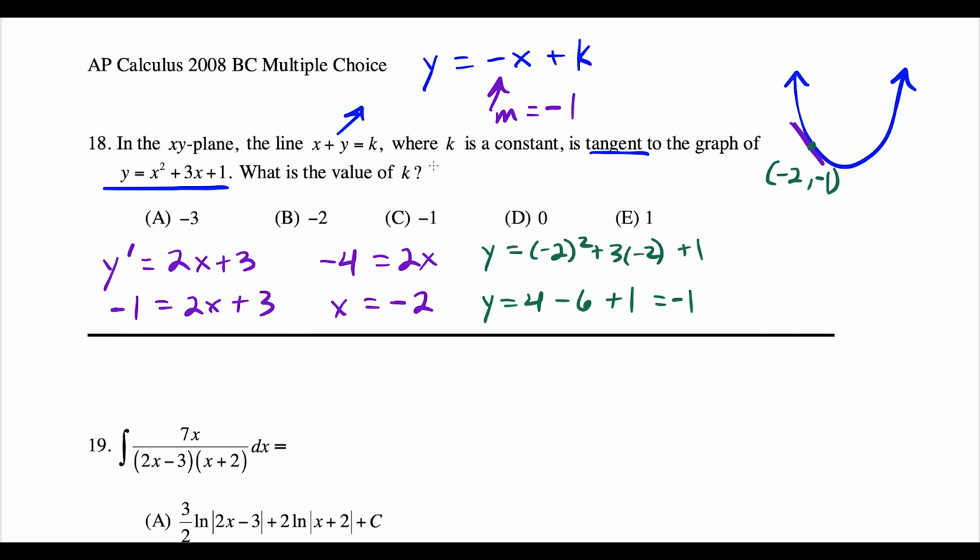So if we want to know what the value of k is, well, x plus y is equal to k. And once again, a curve and the tangent line share the point of tangency in common. So this will help us find the value of k. All we have to do here is just plug in. So we have x, which was negative 2, plus y, which was negative 1, is equal to k. So this tells us k is equal to negative 3 for this question. This is going to be choice A.